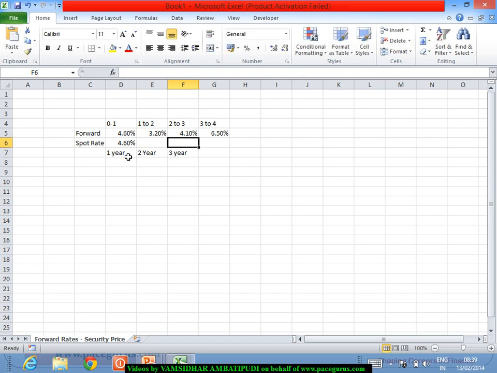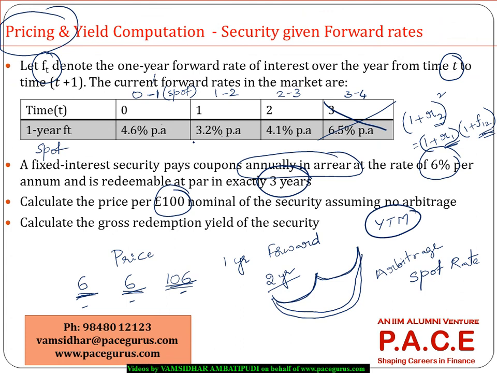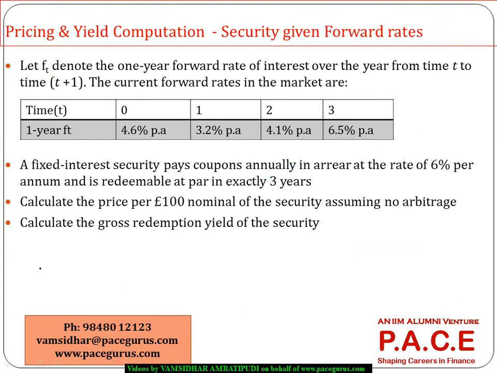The 3-year spot rate includes 0 to 1, 1 to 2, 2 to 3. So it comes out as 1 plus the 1-year forward multiplied by 1 plus the 2-year forward. This entire multiplication I raise to the power of 0.5, because (1 plus R2) squared, 1 plus the 2-year spot rate squared, is equal to 1 plus the 1-year spot rate into 1 plus the forward rate between 1 and 2 years.